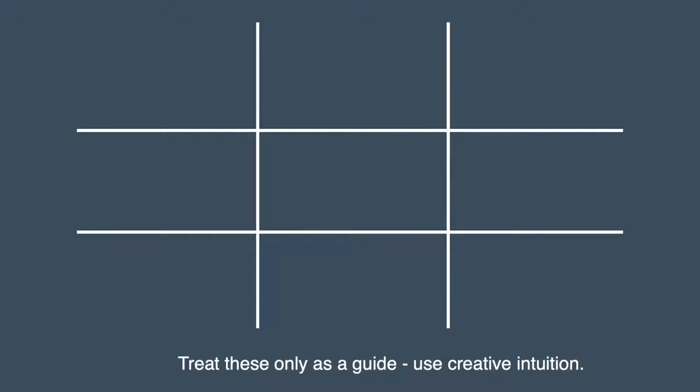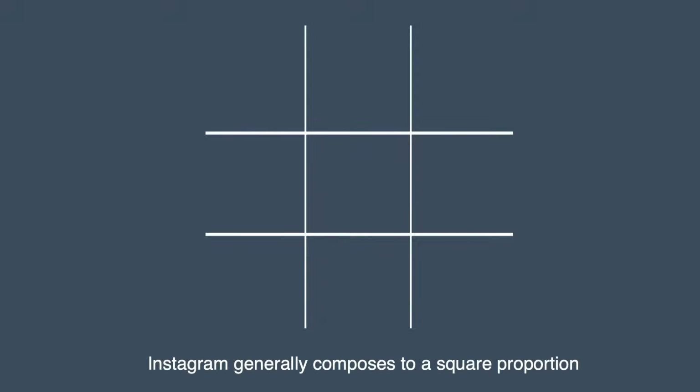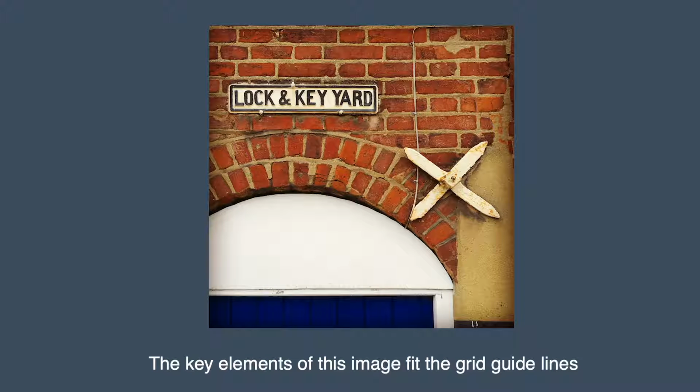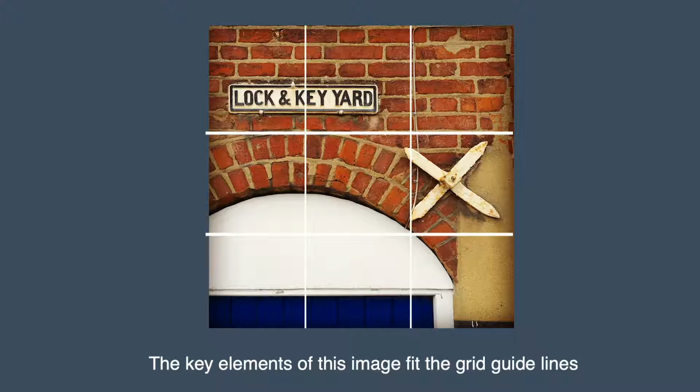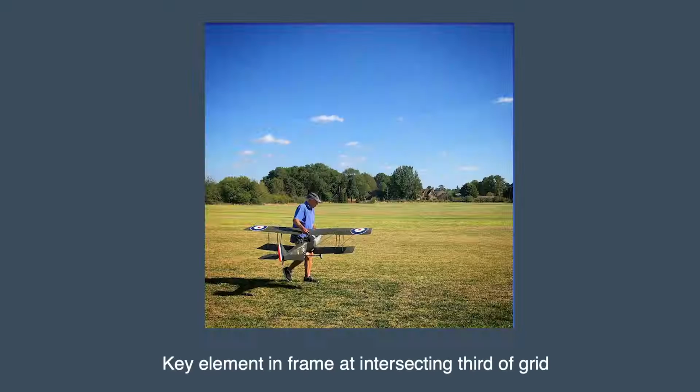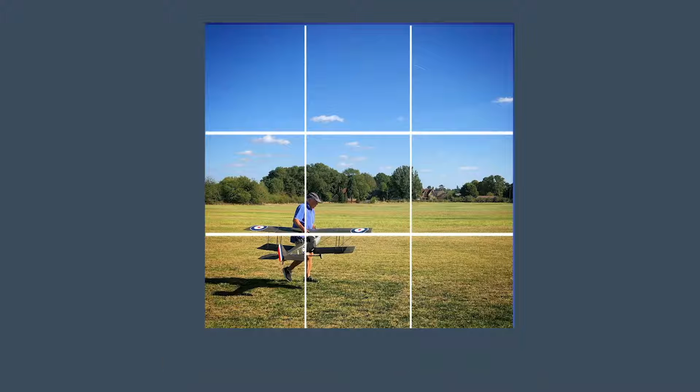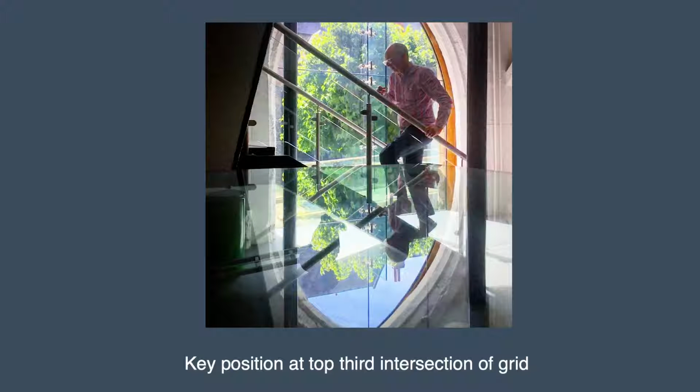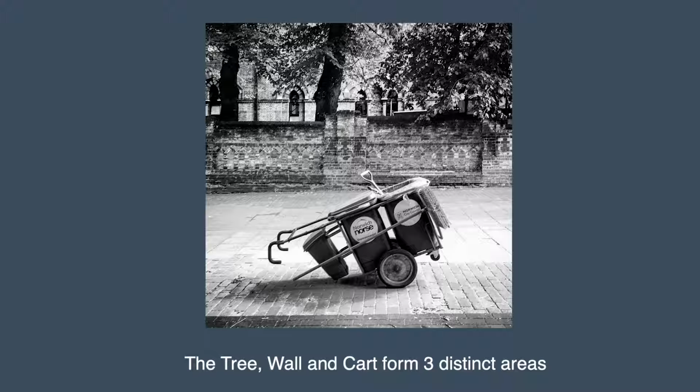If you were shooting for Instagram, you'd be working to a square proportion, so you'd have 9 squares in which to compose. Here, the lock and key sign and the wall plate sit comfortably within those sorts of guideline areas. And here, the strong diagonal between the paw and the lion's face give you a direction in which to travel across the photograph. Here, very obviously, the man is walking into the frame and is placed correctly at the intersection of these squares. And as I race up the stairs, I too intersect at the correct position.